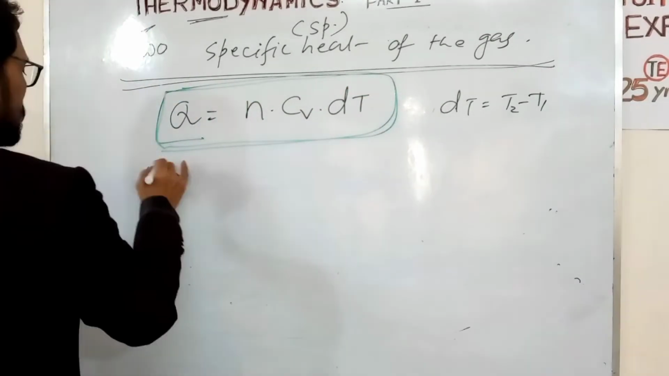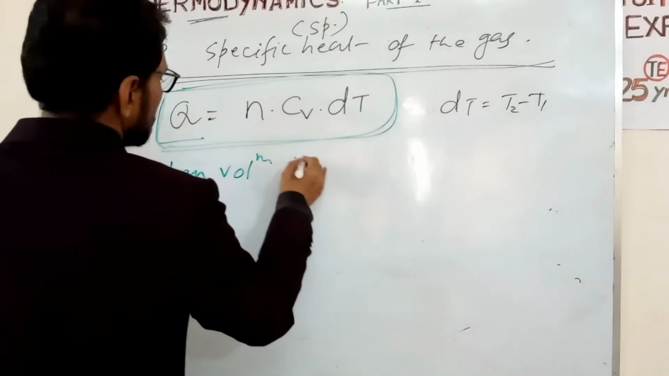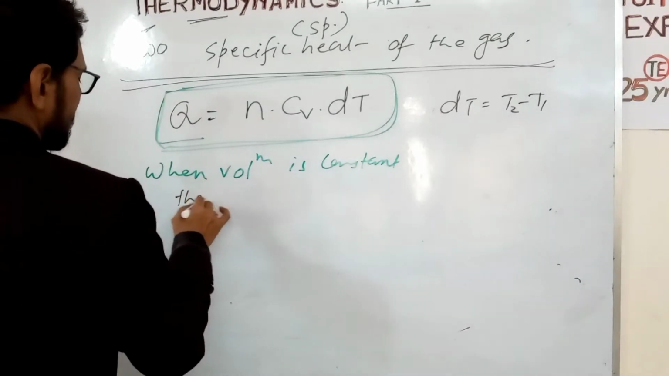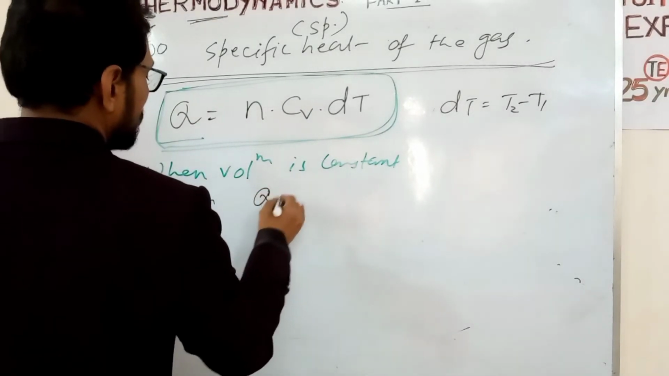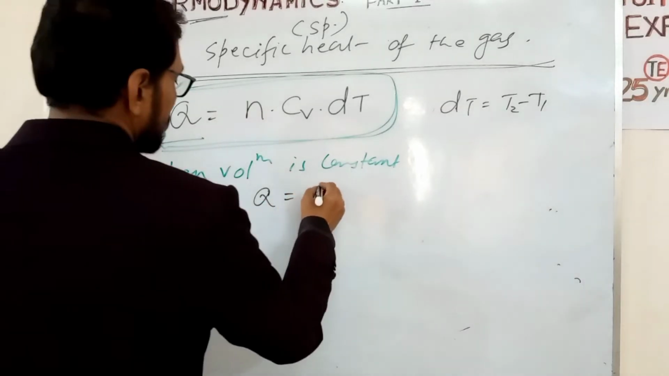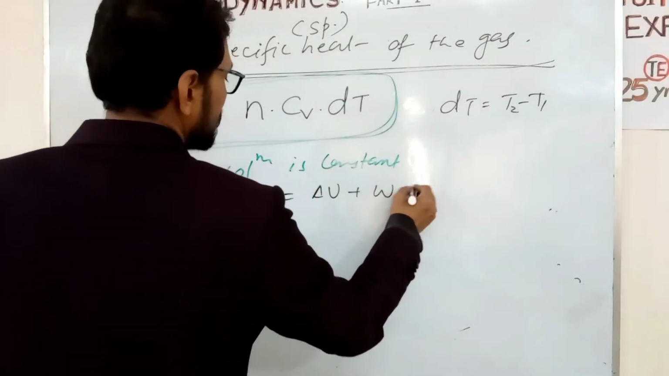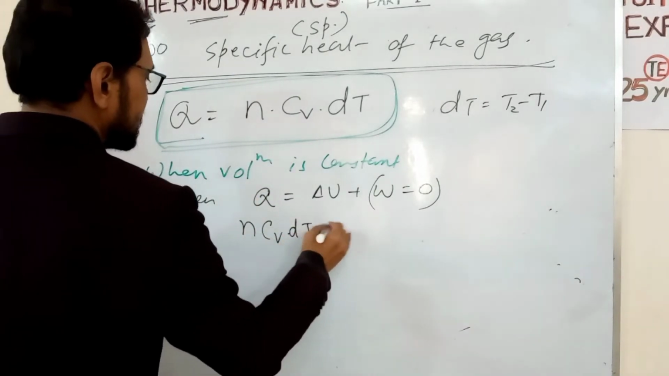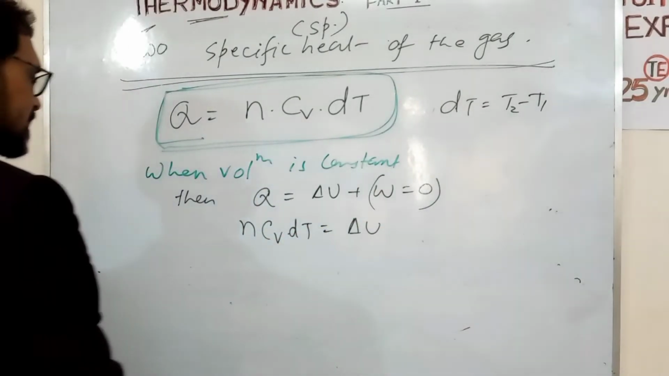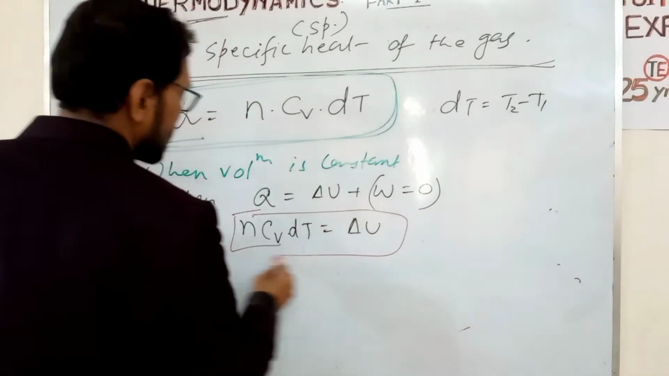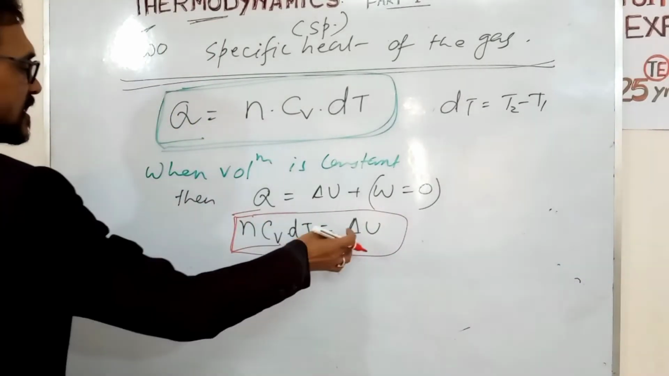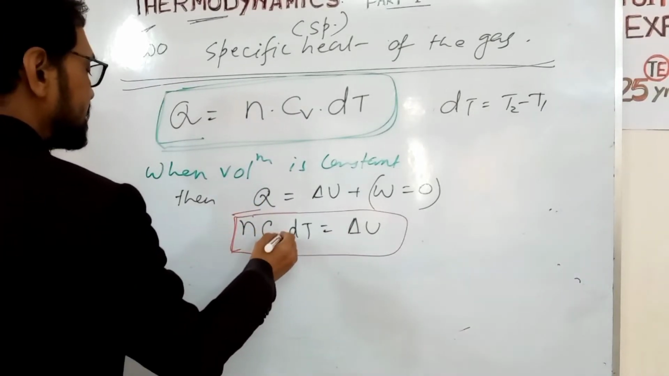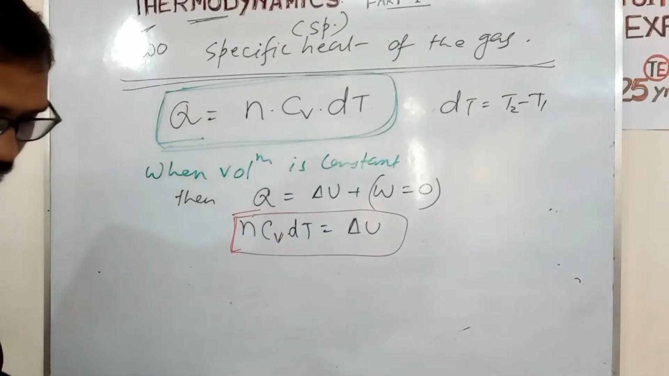Now when volume is constant, Q equals delta U plus W. Volume is constant, which means work done equals 0, and Q, which is n Cv dT, equals delta U. So this is another important formula: delta U, the change of internal energy at constant volume, equals n Cv dT.